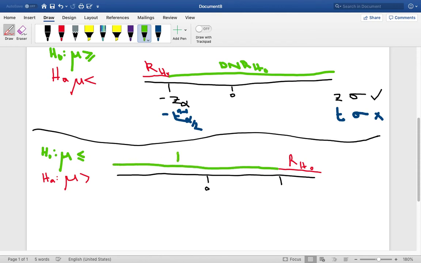Do not reject H0 is going to be to the left. And then we're going to say, okay, if the population standard deviation sigma is known, then we have a z distribution, and our critical value is going to be plus z of alpha.